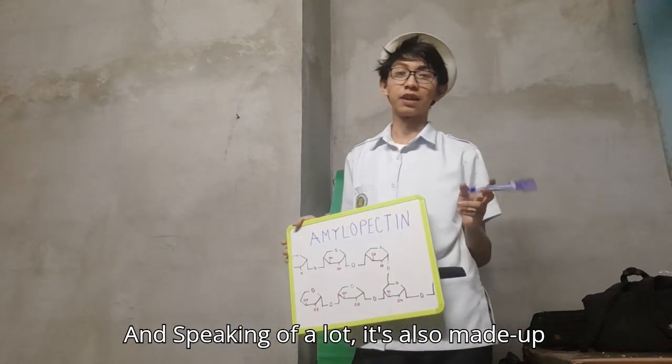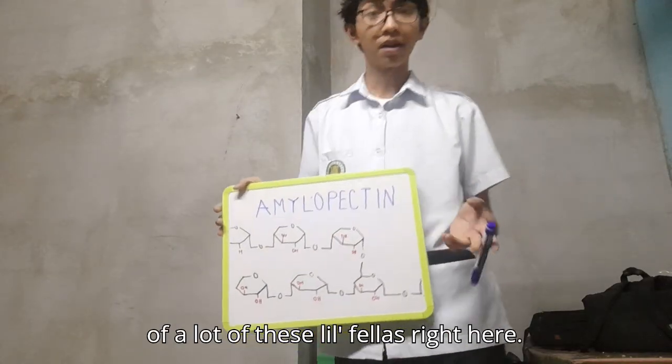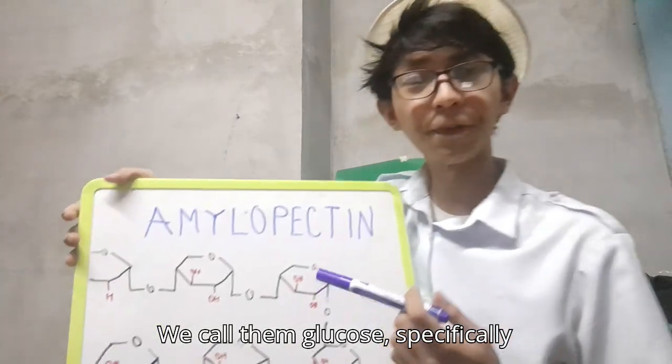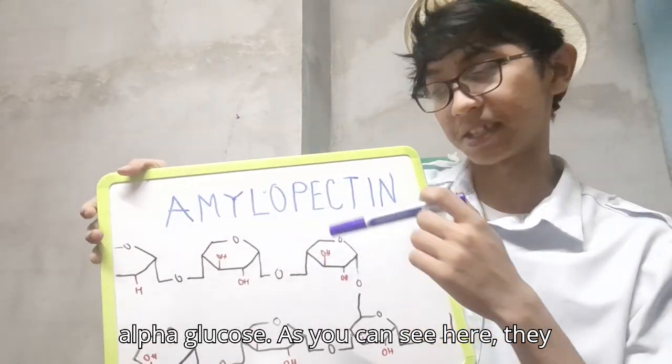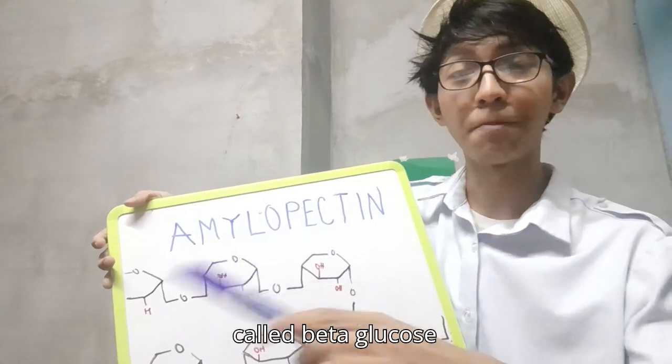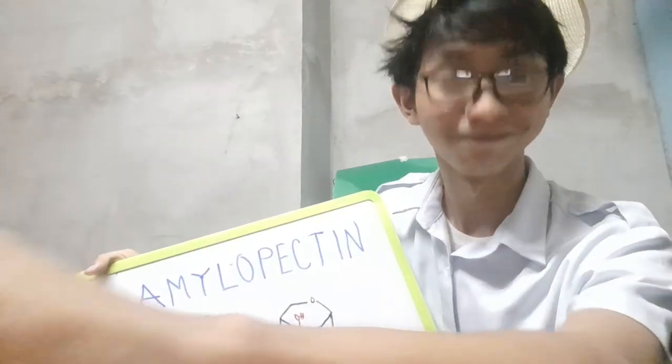And speaking of a lot, it's also made up of a lot of these little fellows right here. We call them glucose. Specifically, alpha glucose. As you can see here, they go down. And if they go up, they're called beta glucose.